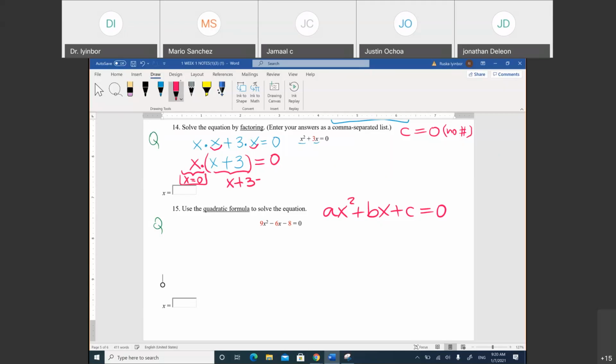When I set both of those to 0, I'm going to get two answers. I'm going to subtract 3 in this one to solve it, and you're going to get x equals negative 3. So this is my second answer.